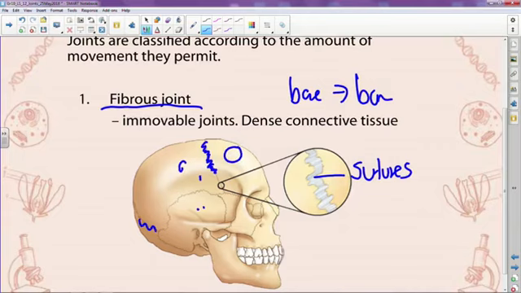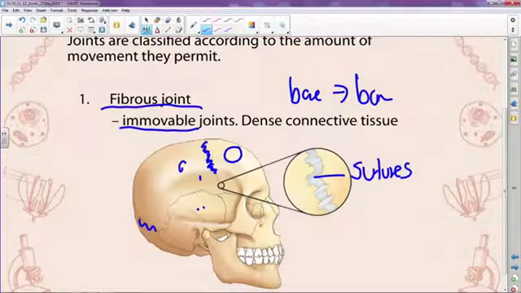Now, the example that I've given you is the skull. What happens if the bones of the skull can move? What happens if the bones of the skull go inwards? What's right underneath the skull? My brain. So if the bone moves and goes into the skull, it's actually going to damage my brain, and I don't want that. So what I need is a joint that is very stable. And that's exactly what a fibrous joint does. That joint is so strong that the bones are immovable. That is an immovable joint.